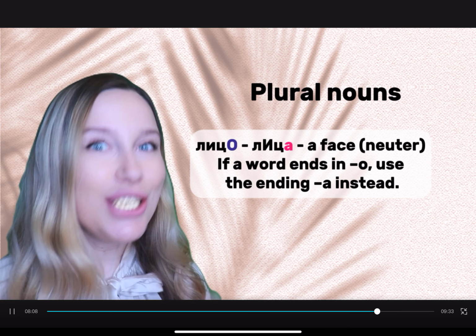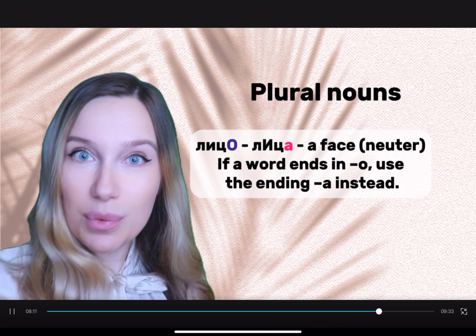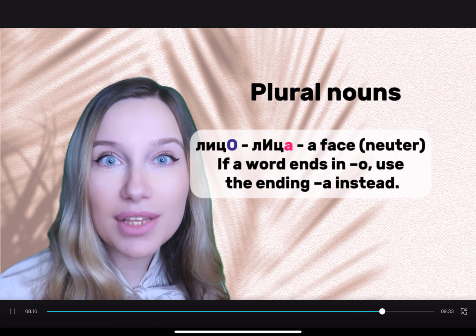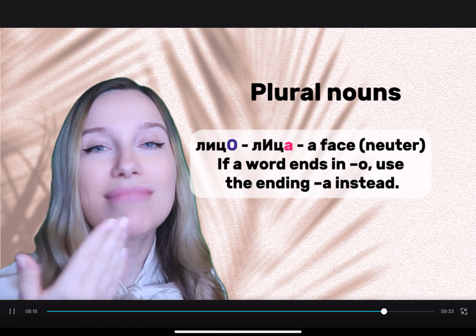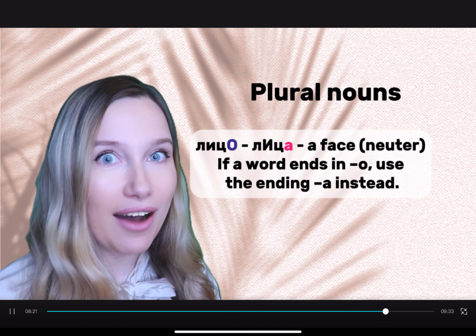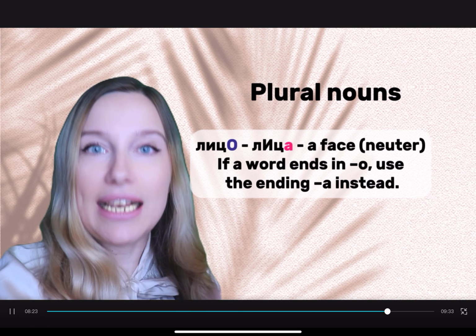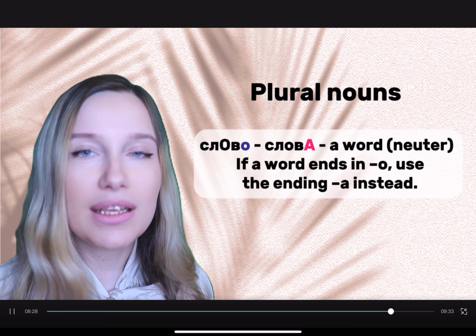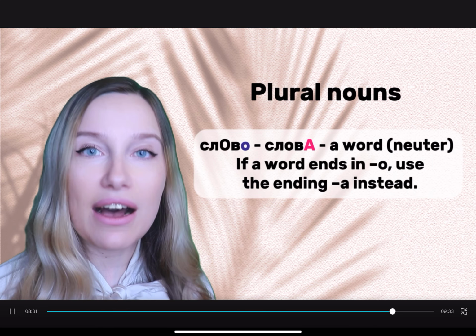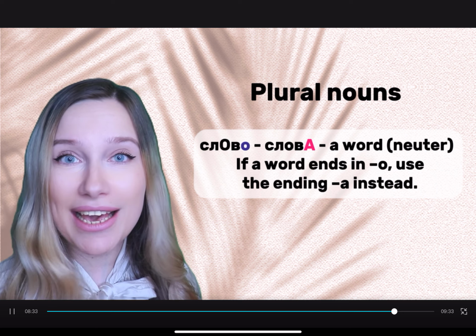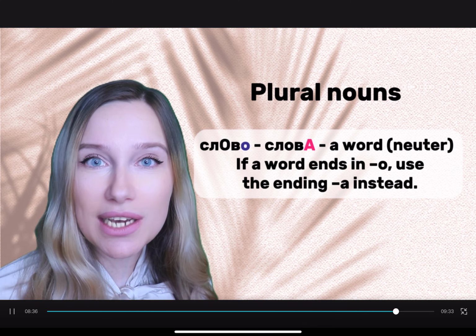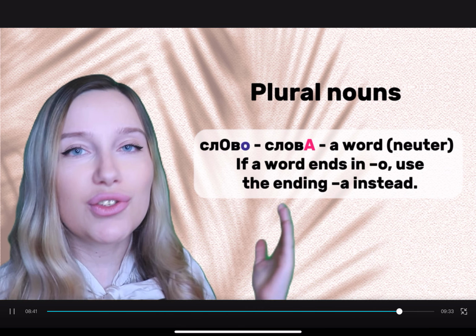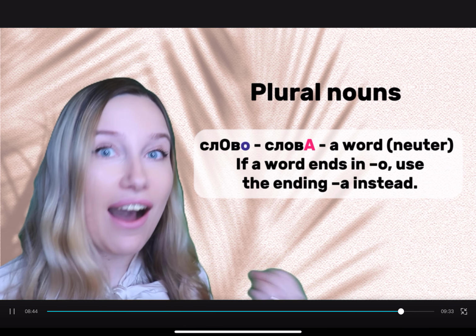Лицо, лица. This word is neuter. If the word, as we can see here, лицо, ends in О, we just drop it and write the ending А. Лицо, лица. The next, слово, слова. The same story here. Слово is neuter, and this word ends in the letter О. We just drop О and add the ending А.